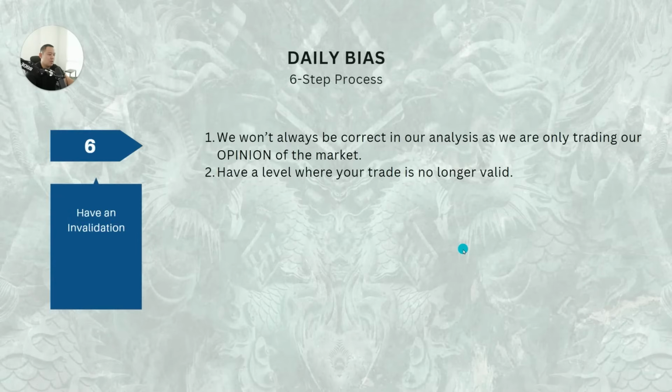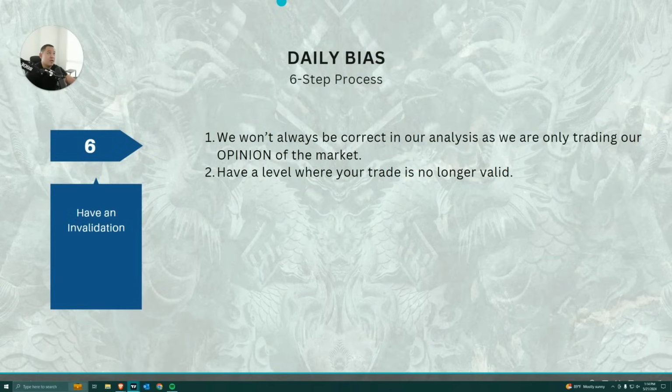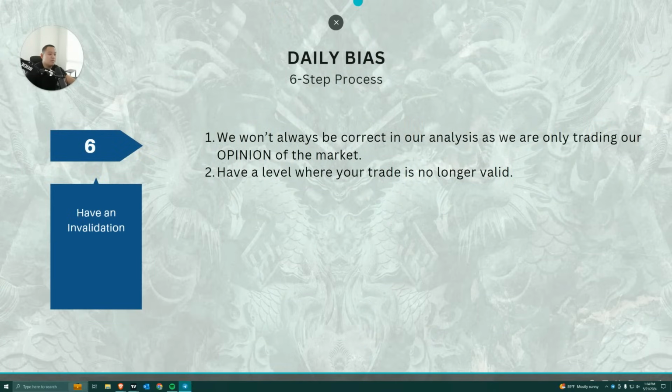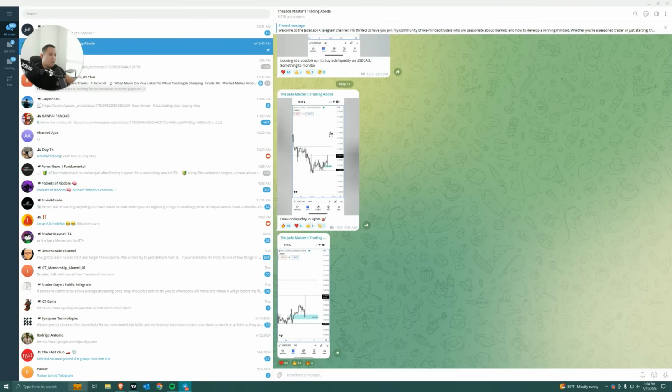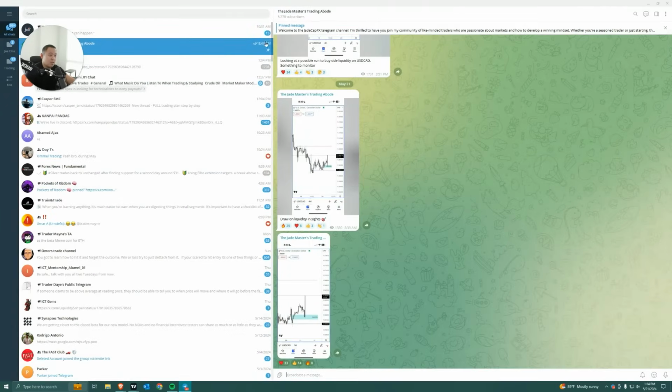Again, number 6, we won't always be correct in our analysis, as we're only trading our opinion of the market, and then we have a level where our trade is no longer valid. All right, so after bringing that up, I'm just going to pull up dollar CAD and my Telegram. So obviously in my Telegram, try and hide this.